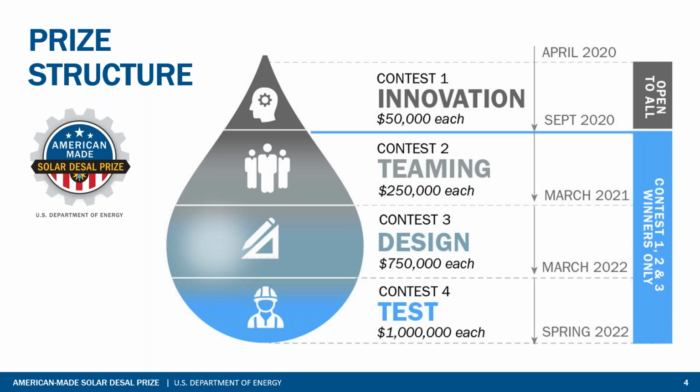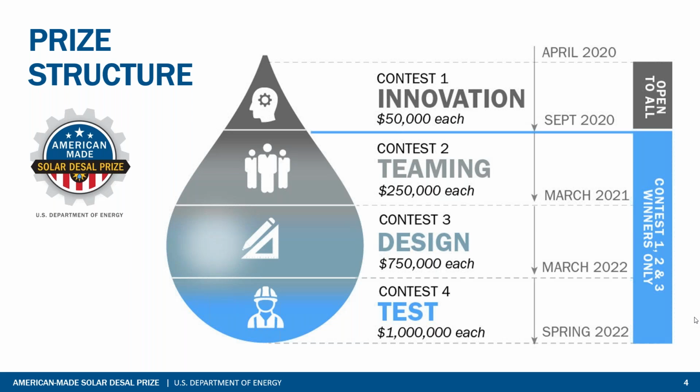But note that you must win the previous contest to be eligible for the next contest. That is, you have to win innovation to go to teaming, you have to win teaming to go to design, design to test, etc. The second contest is team, where you will work to establish and solidify a cross-functional project team that can take a preliminary innovative desalination concept into a fully operational prototype. The winning teams will receive $250,000 in cash and $100,000 as a voucher to be redeemed at a national lab or facility in the American-Made network.